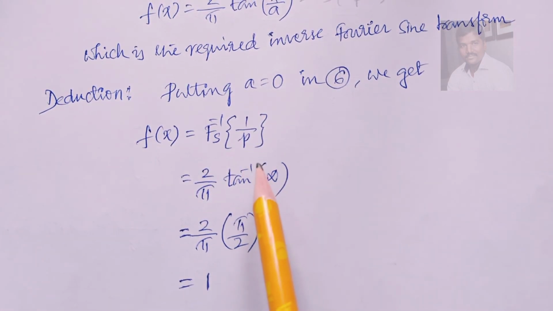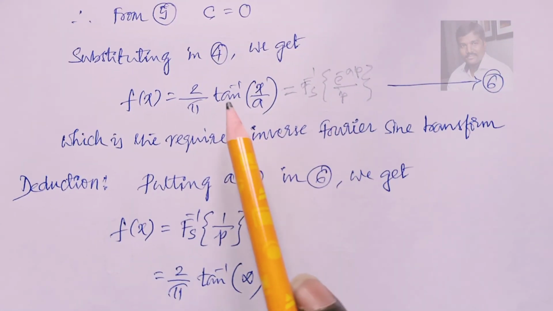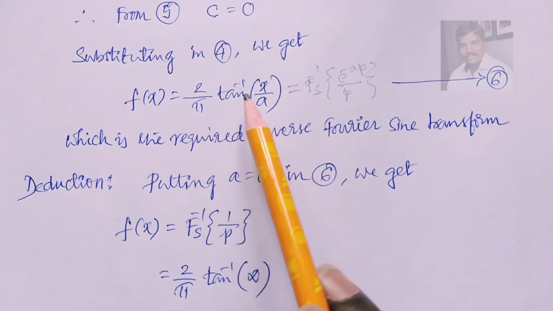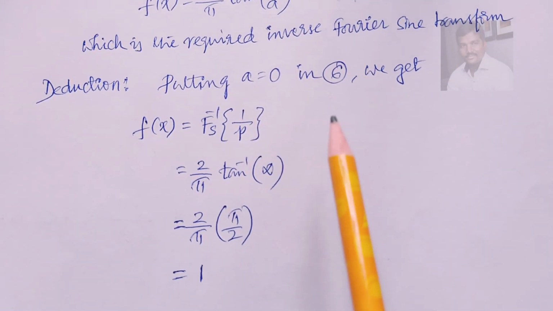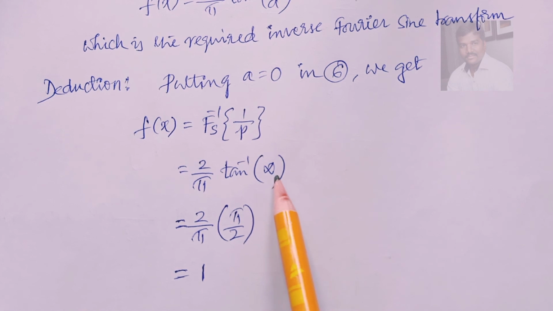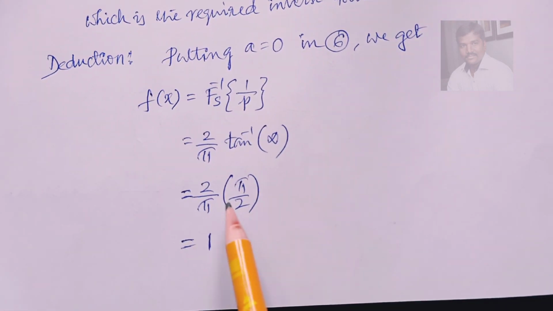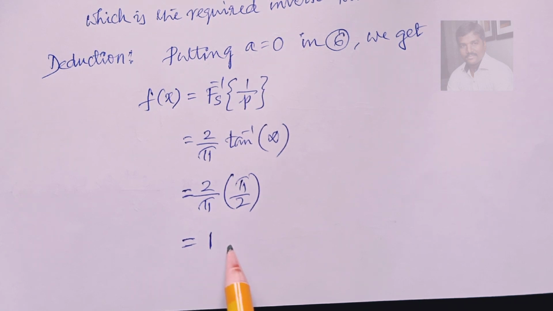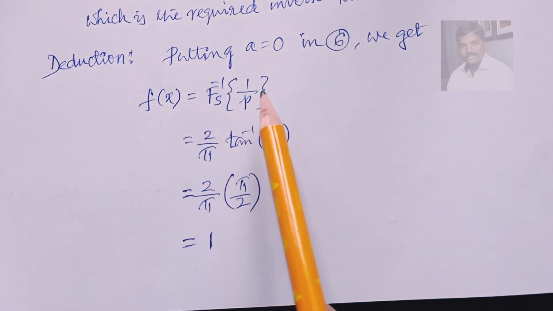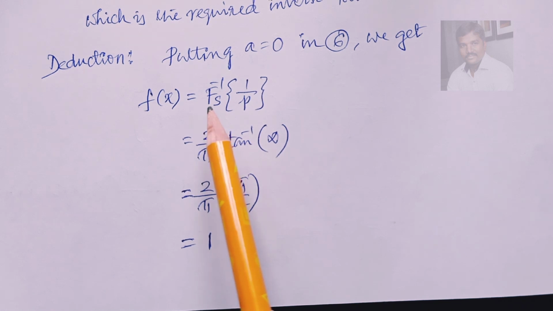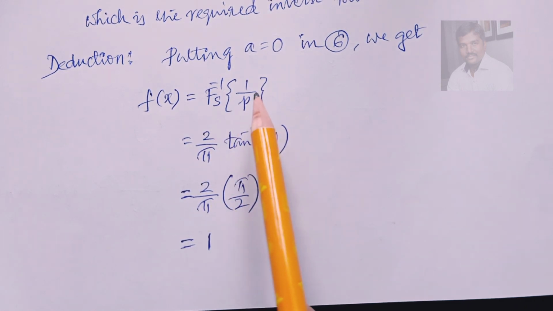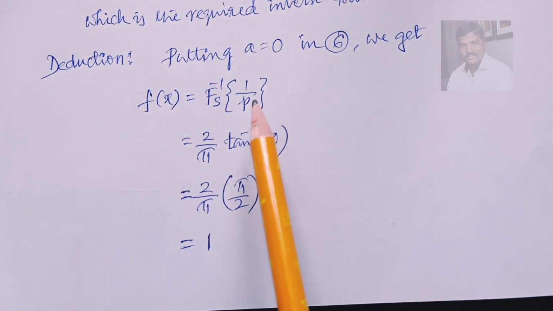What is fs inverse of 1 by p here? This is 2 by pi into tan inverse x by a. So putting a is equal to 0, I get tan inverse infinity. So 2 by pi into tan inverse infinity, which is pi by 2. Therefore f of x is equal to 1. That is, the inverse Fourier sine transform of 1 by p is equal to 1.